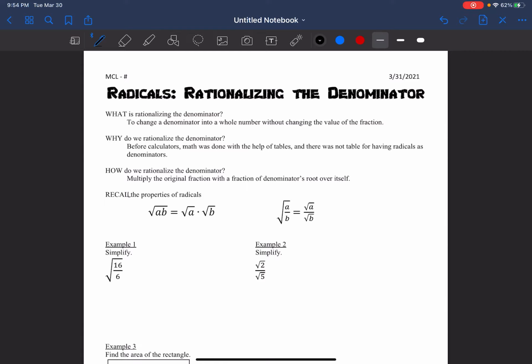Mathematicians said, you know what? We do have tables for square roots for the numerator. All we got to do is just change it. That way we can continue our math. That's the reason why we rationalize the denominator.